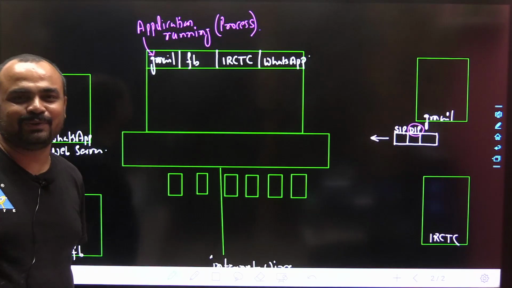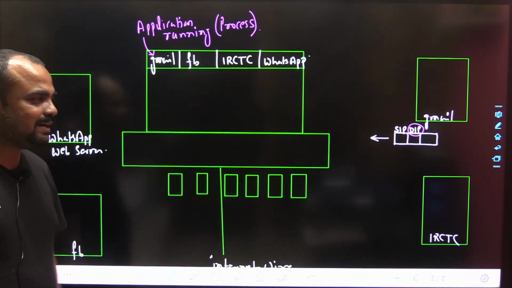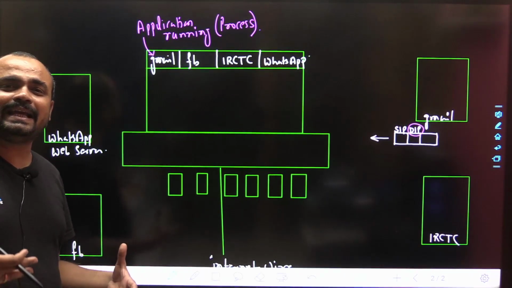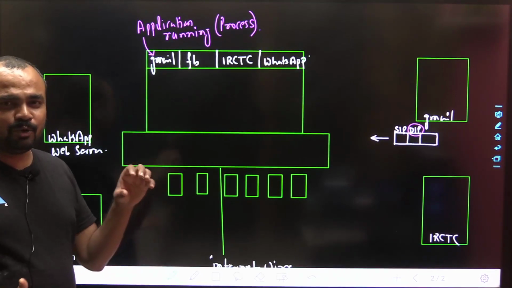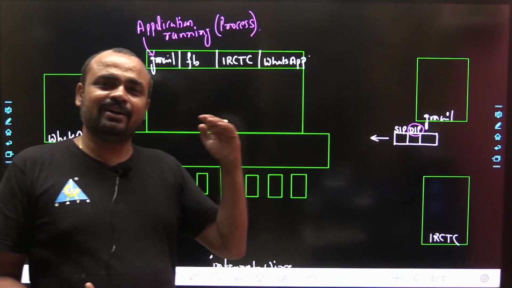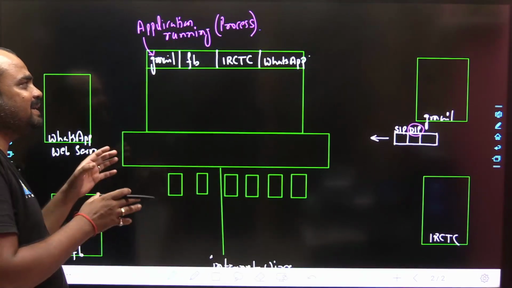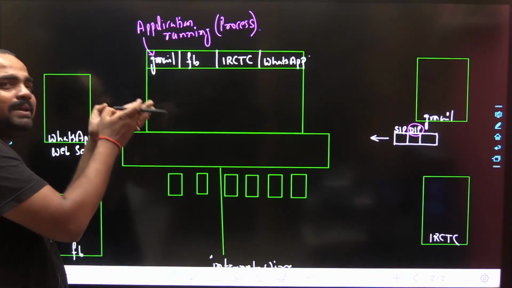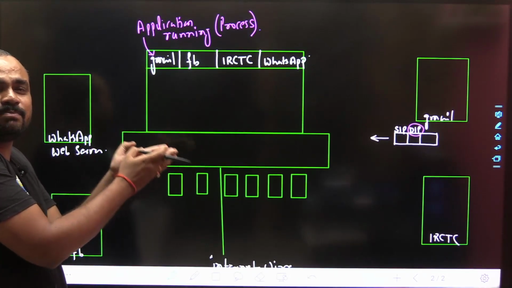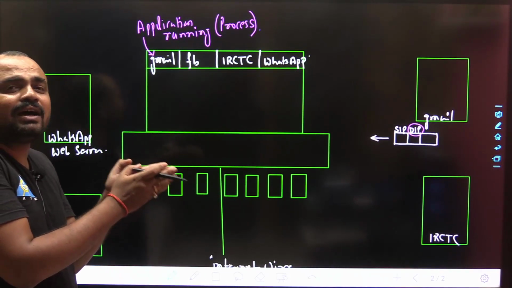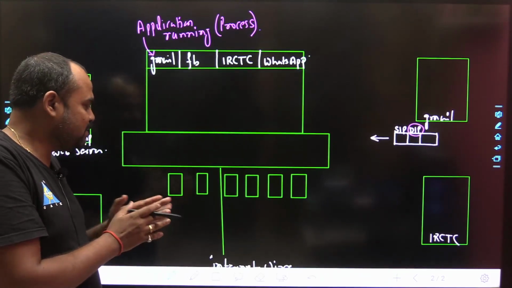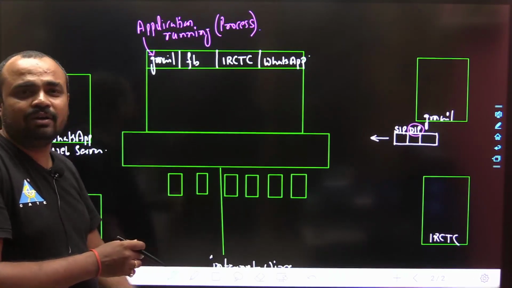Are you getting my point or not? Because the IP address is implemented in the network layer, and the port address is implemented in the transport layer. So if you assign a particular ID to each application process, then we are able to find out which packet has to be forwarded to which application.